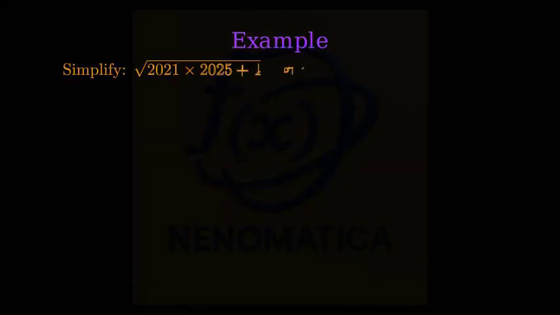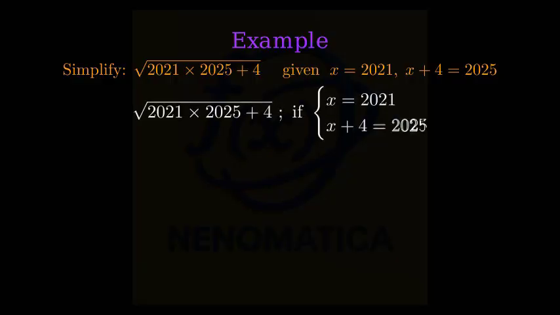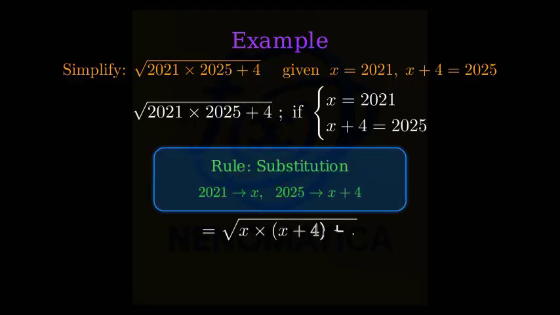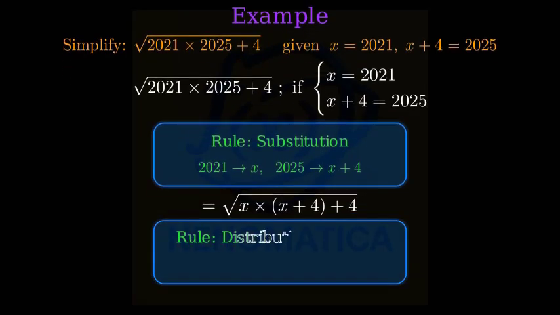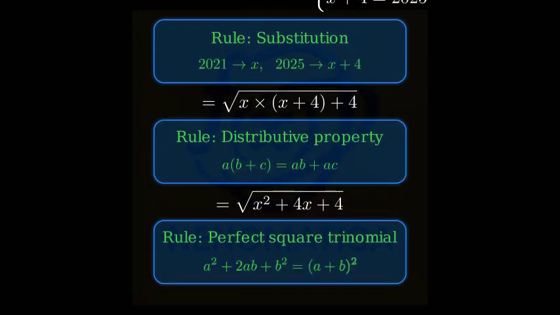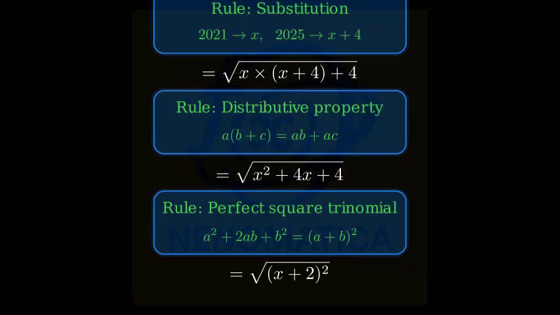Example. We will simplify the radical using the exact algorithm shown: square root of 2021 times 2025 plus 4, with the information that x equals 2021 and x plus 4 equals 2025. Step 1. Write the initial expression and the conditions. Step 2. Substitute 2021 by x and 2025 by x plus 4. Step 3. Distribute x across the parenthesis. Step 4. Recognize a perfect square trinomial: x squared plus 4x plus 4 is the square of x plus 2.